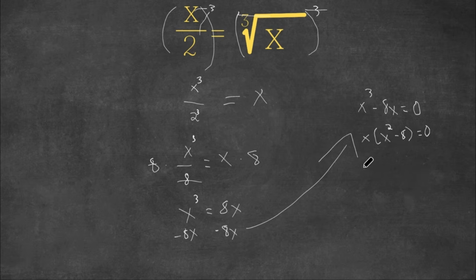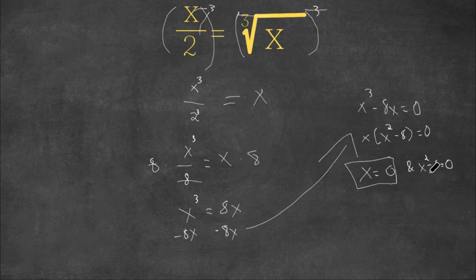We have either x equals 0 and x squared minus 8 equals 0. And x equals 0 is actually already a solution. There's no simplifying or anything. This is already a solution.